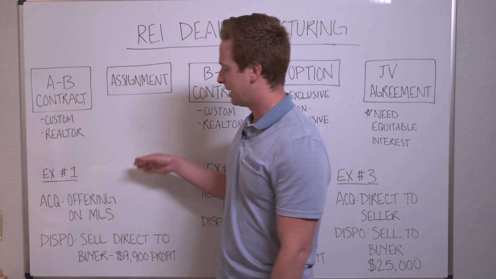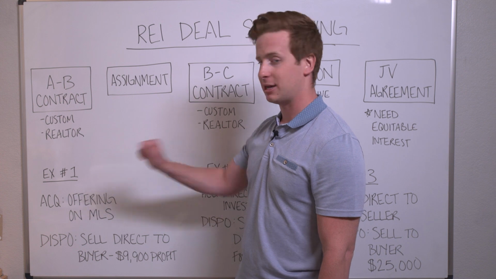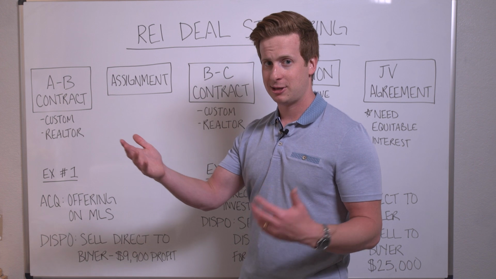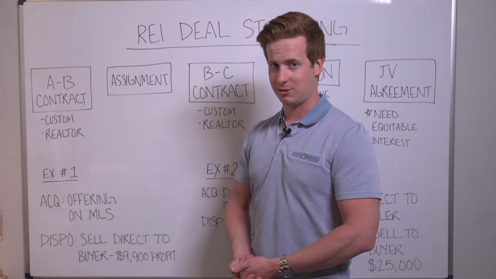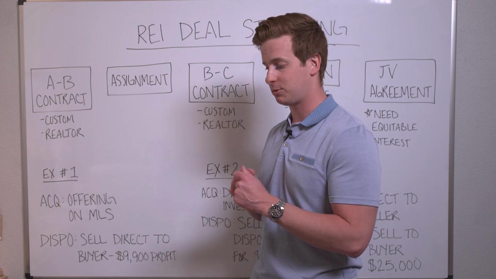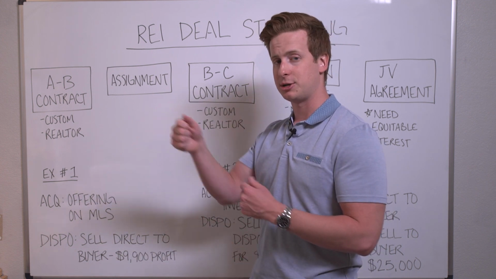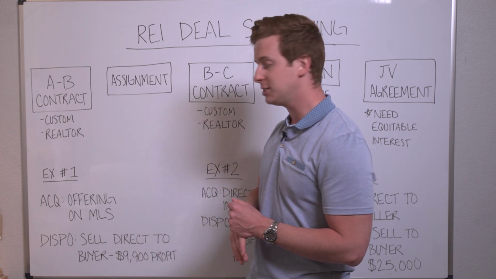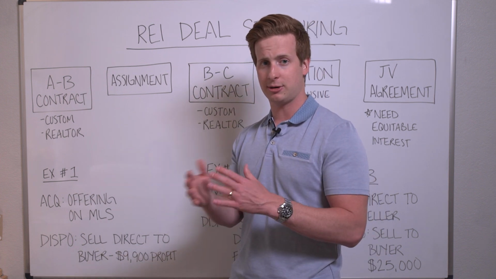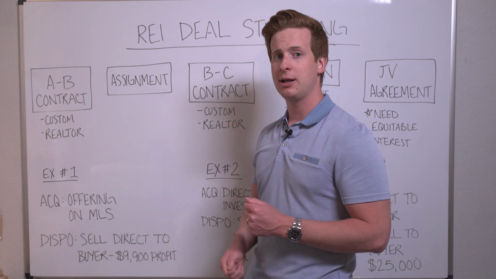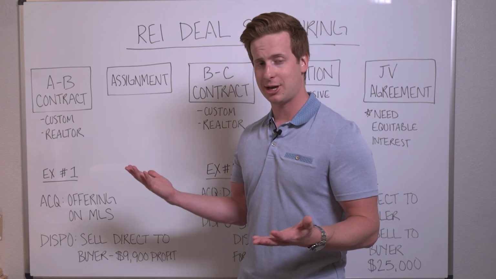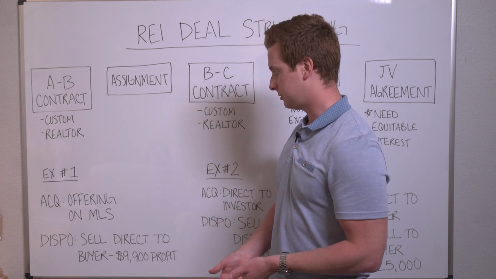So example number one, let's say on the acquisition side of the deal, right? We are offering on the MLS. So to acquire, we're making an offer on the MLS. Believe it or not, you can actually do a lot of deals off the MLS if you know what you're doing. So let's say you're making an offer on the MLS. That's how you got the property under contract. So through an agent, you made an offer on the MLS and you're under contract direct to seller. Then on the dispo side, you sell direct to buyer, right? So you don't bring in a dispo wholesaler to help you sell. You don't go through a dispo hub, but you just sell directly to the buyer and you make $9,900 profit, right? So not a bad clip, pretty standard for a wholesale deal in most markets.